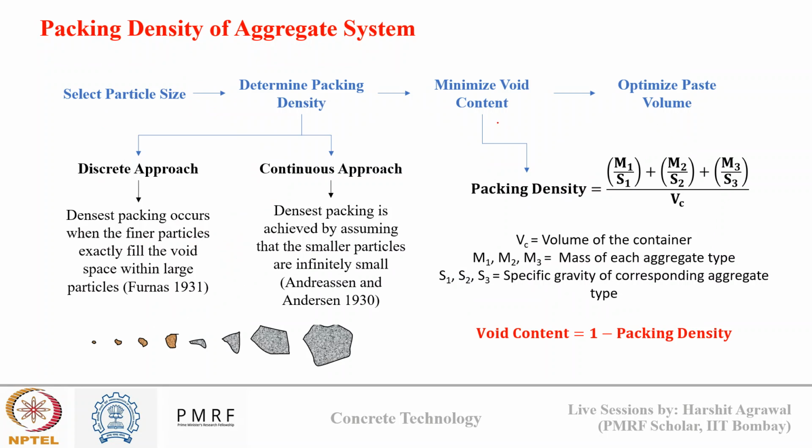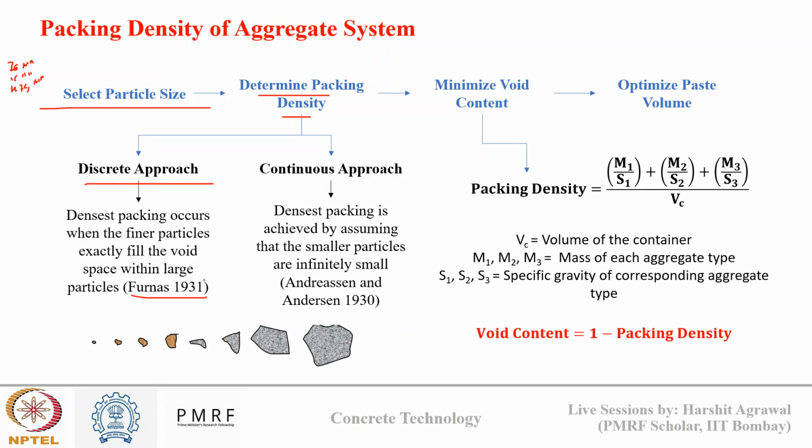So first step is the selection of range of particle sizes which are available to us. Suppose 20 is available to us, 10 is available to us, 4.75 is available to us. In this way we first see what range of aggregate sizes are available to us. Then we determine the packing density. For this, there are two theories. First is the discrete particle approach, which was first proposed by an author named Furnas in 1931.